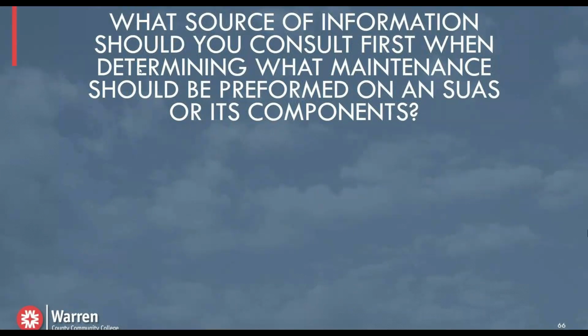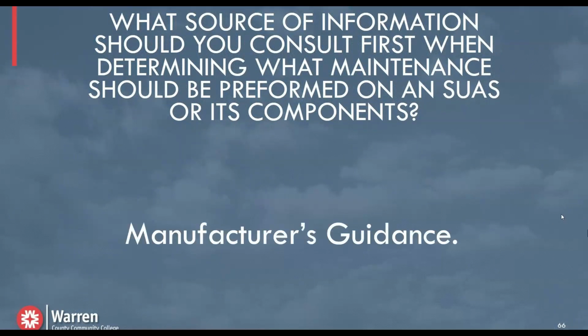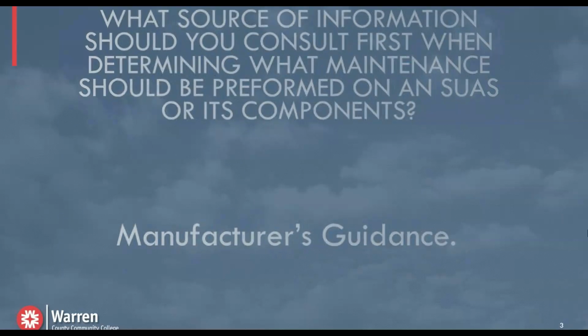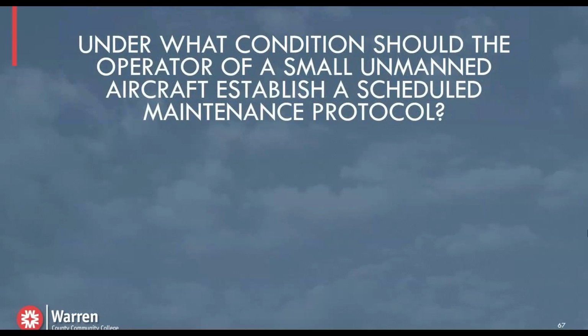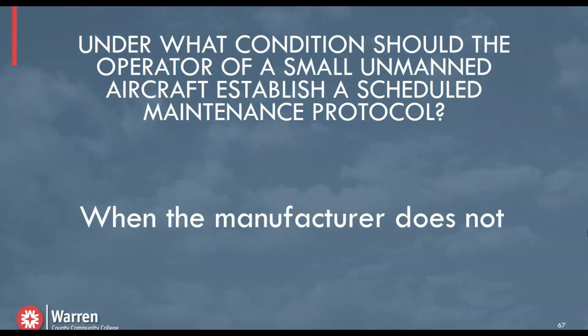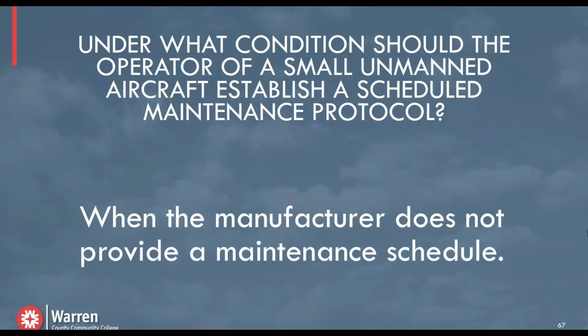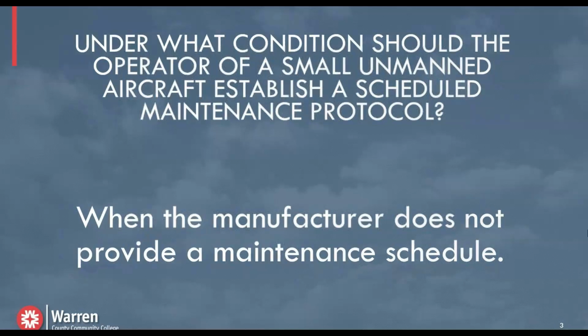So here's a kind of test question you might see. What source of information you consult when first determining what maintenance should be performed on a drone or its components? And the answer is always, what source? Manufacturer. Always manufacturer's guidance on such things. Under what conditions should the operator of a small unmanned aircraft establish a scheduled maintenance protocol? And you'll remember, when the manufacturer does not provide the maintenance schedule themselves.